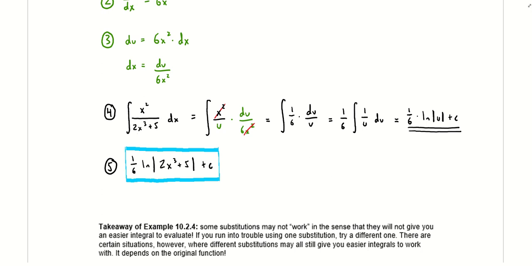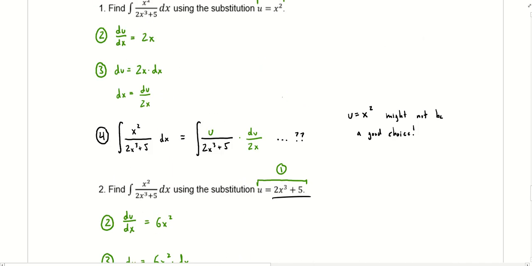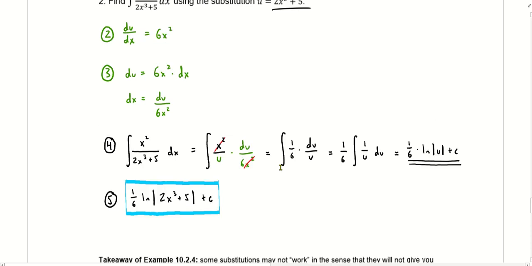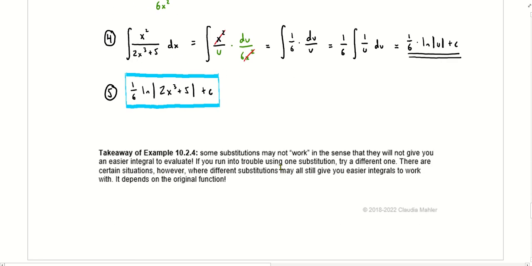Try a different one. Because sometimes, like we just saw, there's a u that doesn't work very well, doesn't actually allow us to simplify anything, and there's a different u that makes our lives easier in terms of solving the integral. There are certain situations where different substitutions may all still work and give you a decent integral to solve with the same amount of work depending on the u that you pick. And so that's what we're going to look at in the next example.